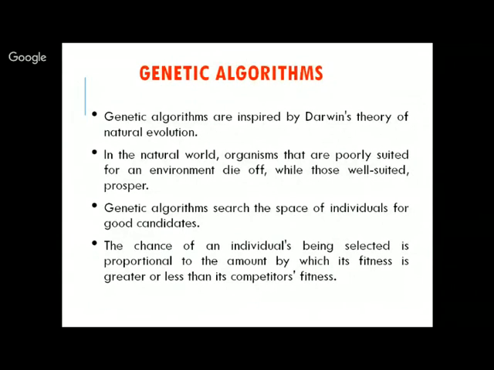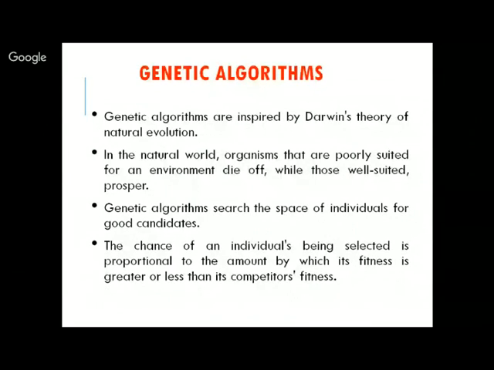See, that's the first word I've used. Genetic algorithms are inspired by Darwin's theory of natural evolution. That means organisms that are poorly suited for an environment will die off. We all see that throughout the ages of evolution, many of the species are no more on the surface of Earth. They have died off, but the fitter ones survived. So we go for a space of individuals which will survive, which is the best way of doing it.